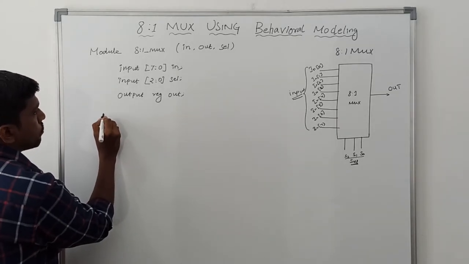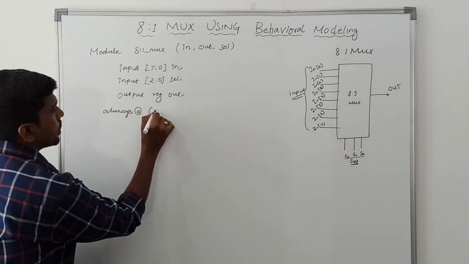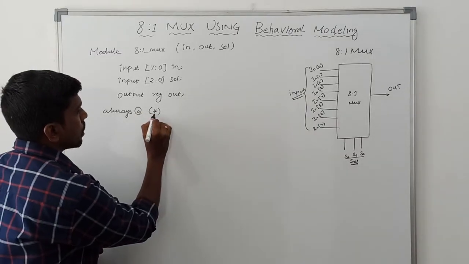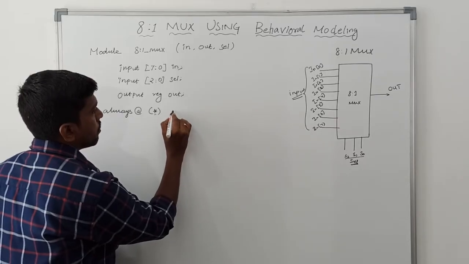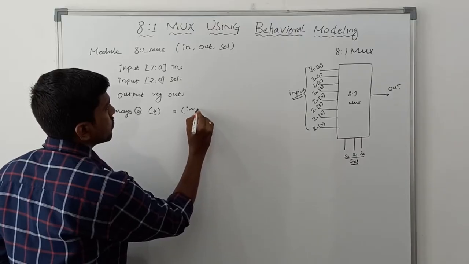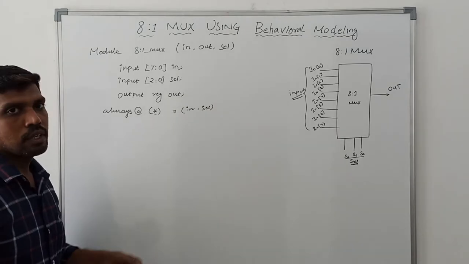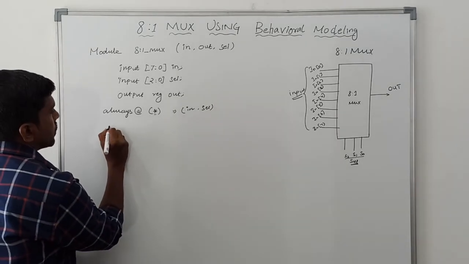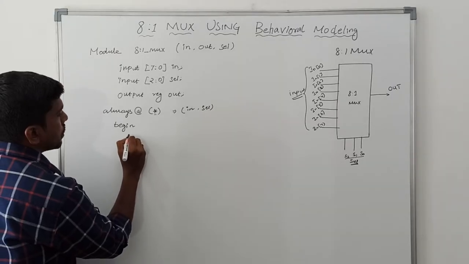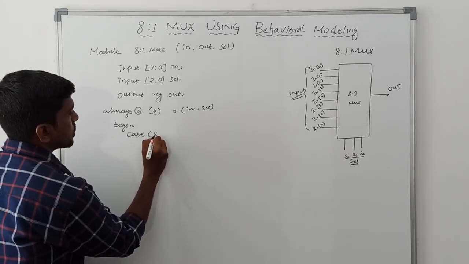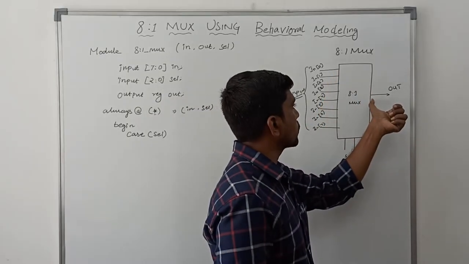Then next we go for the function. So always at, within brackets, star. This star represents all the variables. Instead of star you can mention here in comma selection; like this also you can mention. Next begin, begin the operation, begin the process, case. This case is based on the selection line. Based on the selection line only, the input line is connected to the output line.